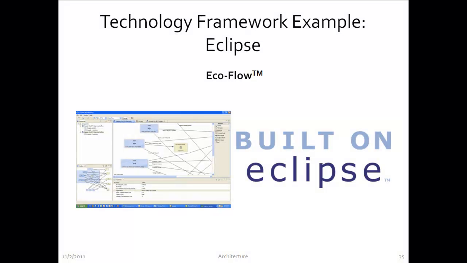One very useful technology framework is Eclipse. It provides the base functionality to be able to build what are known as integrated development environments for various things. We used Eclipse to build the EcoFlow integrated development environment. We won't go into Eclipse here. You can learn more about this in the EcoFlow lecture on architecture.